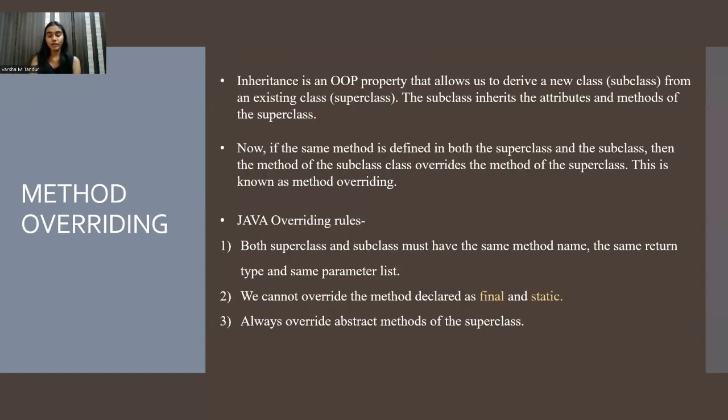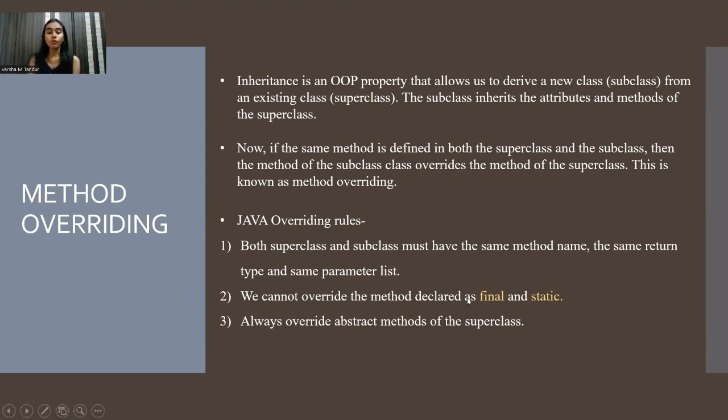Coming to method overriding. So, method overriding includes the concept inheritance. Inheritance is an object oriented programming property that allows us to derive a new class from an existing class. The subclass inherits the attributes and methods of the superclass. Now, if the same method is defined in both the superclass and the subclass, then the method of the subclass overrides the method of the superclass. This is known as method overriding.